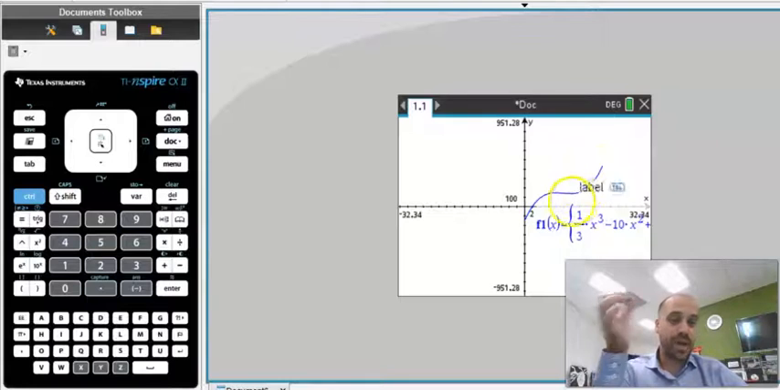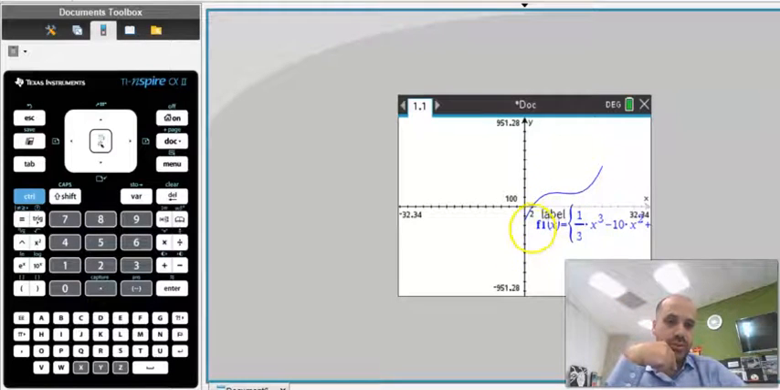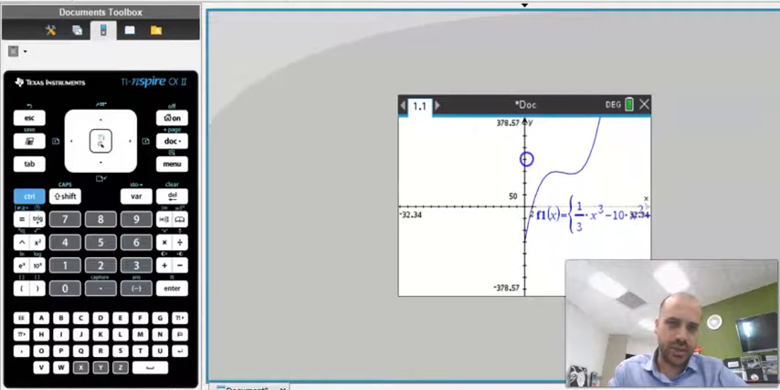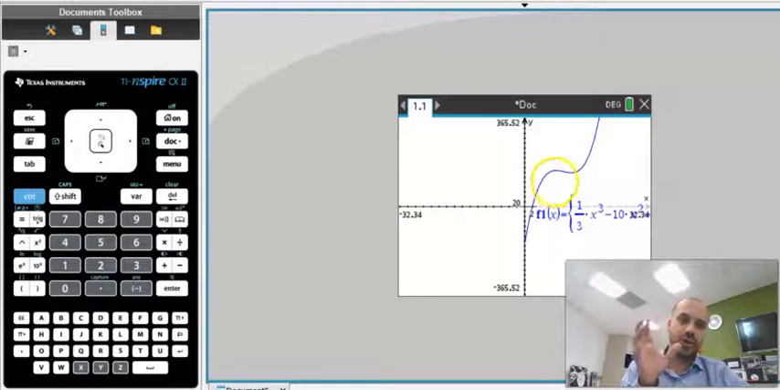Now, when it comes to absolute maximums and absolute minimums, here is my absolute minimum, and here is my absolute maximum. You can see that they're at the ends of the domain. There's a turning point here, and there's a turning point here. Because it is a cubic, we can see that. They're local minimums and maximums, not absolute minimums and maximums.